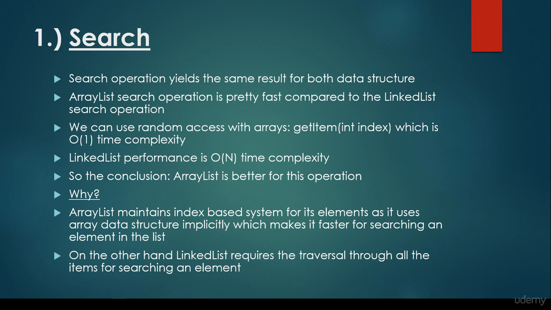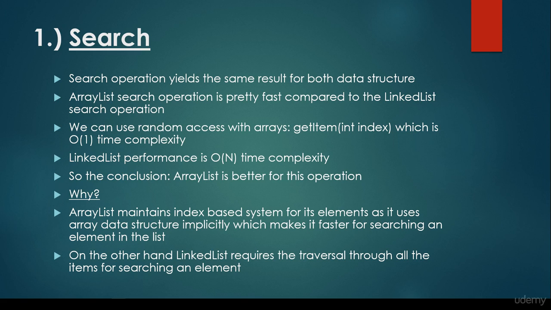ArrayList's search operation is pretty fast compared to the linked list search operation because we can use random access for arrays. So getting an item is going to be very fast because we can specify the index, which yields O(1), a constant time complexity operation. On the other hand, linked lists have O(n), linear time complexity as far as performance is concerned, because we are not able to do random access for linked lists.